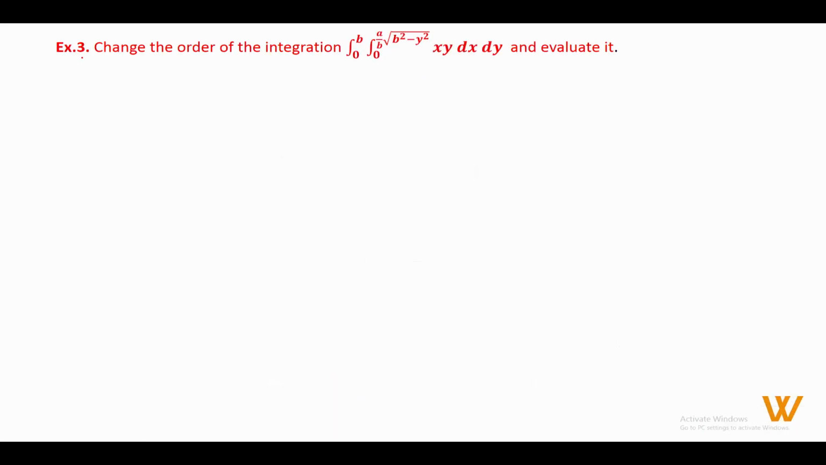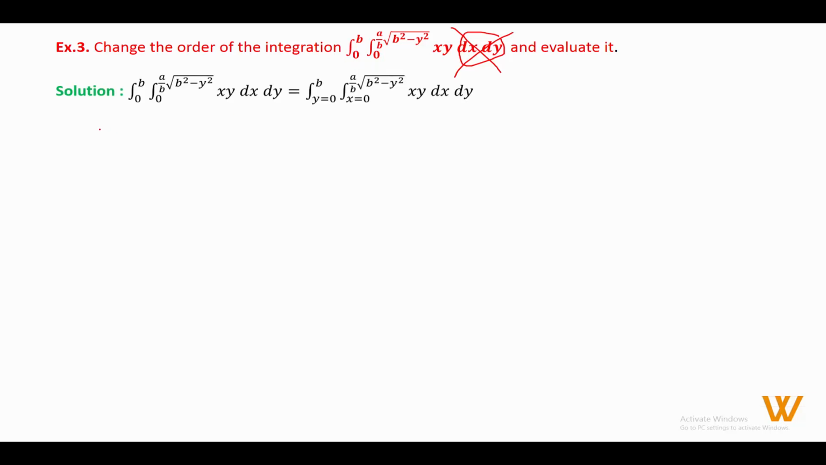Next, example number 3. Change the order of the integration. Integration limit 0 to b, next integration limit 0 to a upon b into square root b square minus y square, xy dx dy, and evaluate it. First check the order of this integration. For that, write down the given integration: integration limit 0 to b, next integration limit 0 to a upon b square root b square minus y square, xy dx dy.